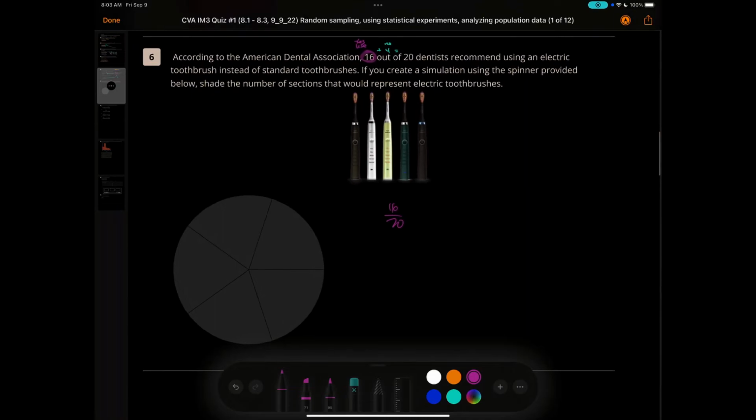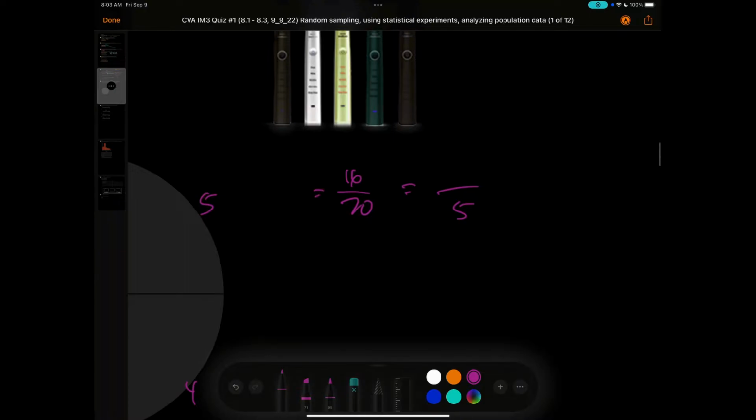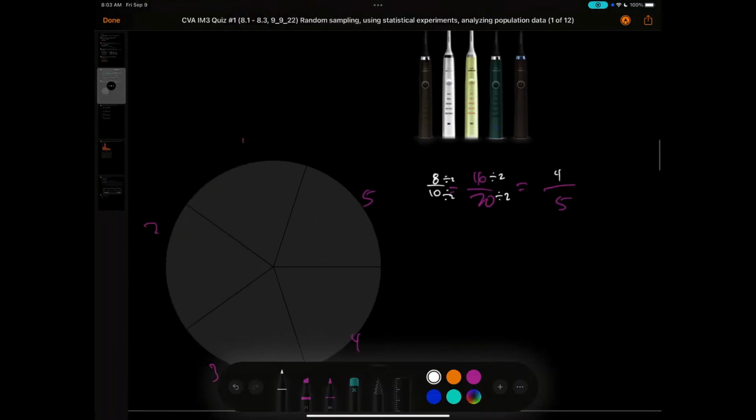So you can do 16 over 20. And here we have 5 sections. You can make the proportions here. You can just reduce. So you can just divide by 2 here, and you'll get 8 out of 10. And if you divide by 2 again, we're just reducing the fraction here, you get 4 out of 5.